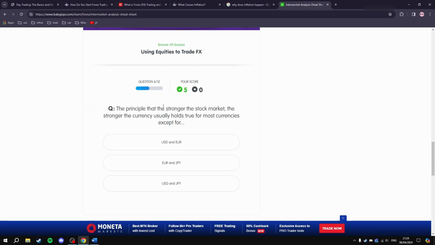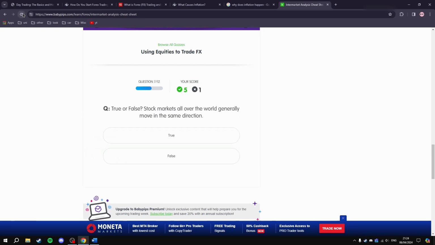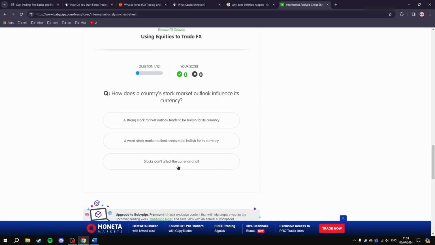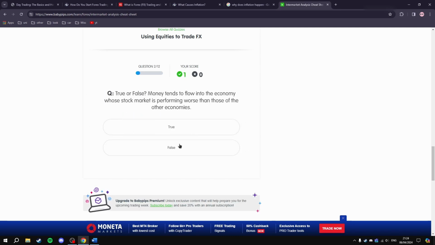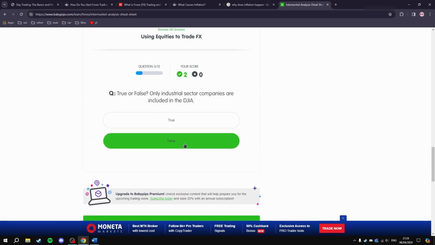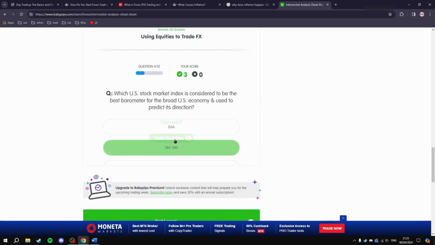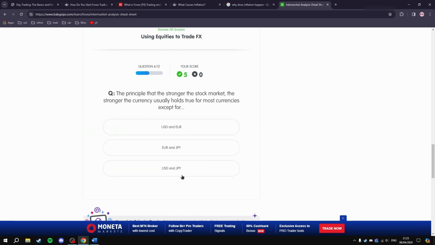Okay, so the strongest stock market. So the first time we went Euro/USD, that's not right. Euro and JPY? Nope, it's the last one. So what was the last one? False. False. S&P 500. All of the above. USD and JPY it is.